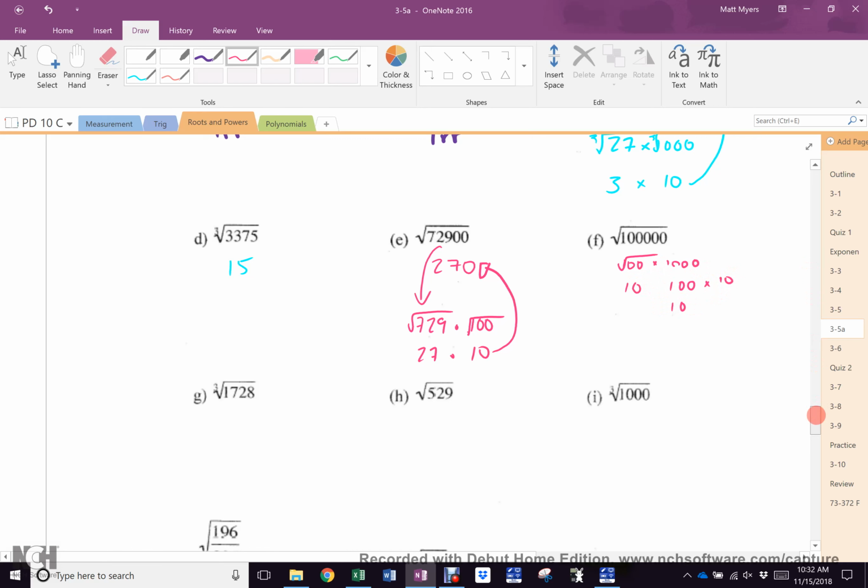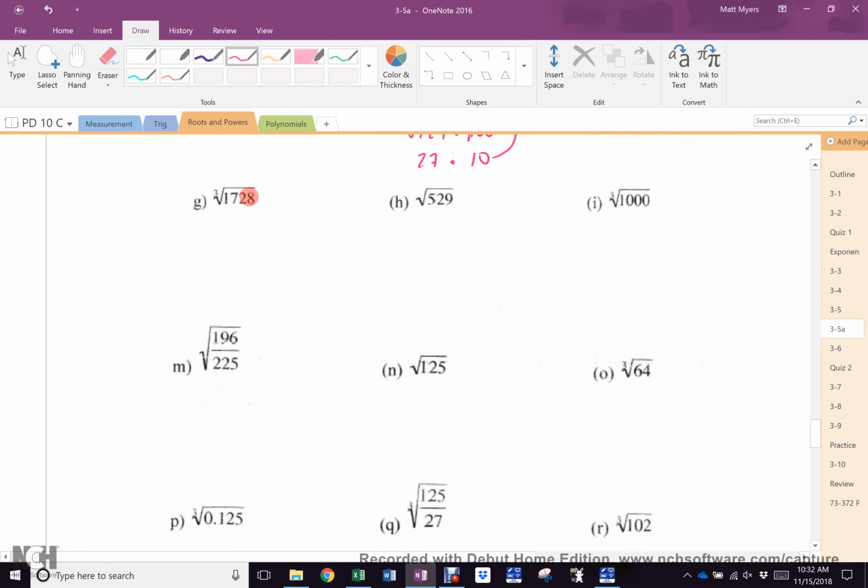Picking up what I'm putting down? All right. What about the cube root of 1,728? What is it? 12. 529? What is it? 23. The cube root of 1,000, you already know from your list. 10. What about this guy?